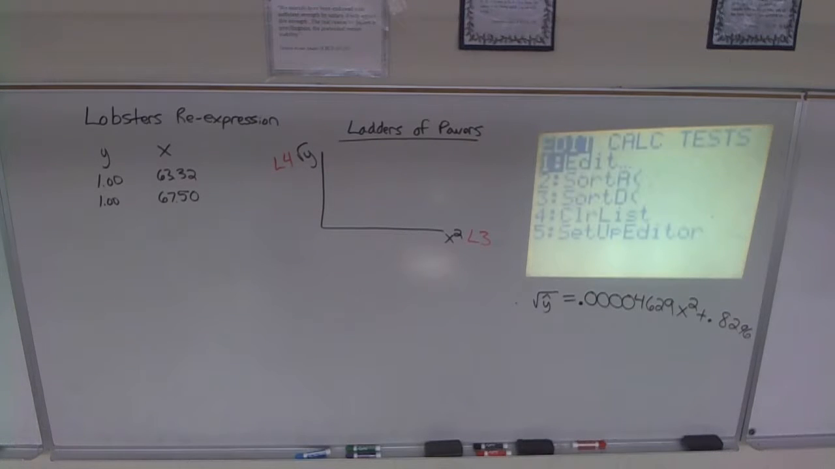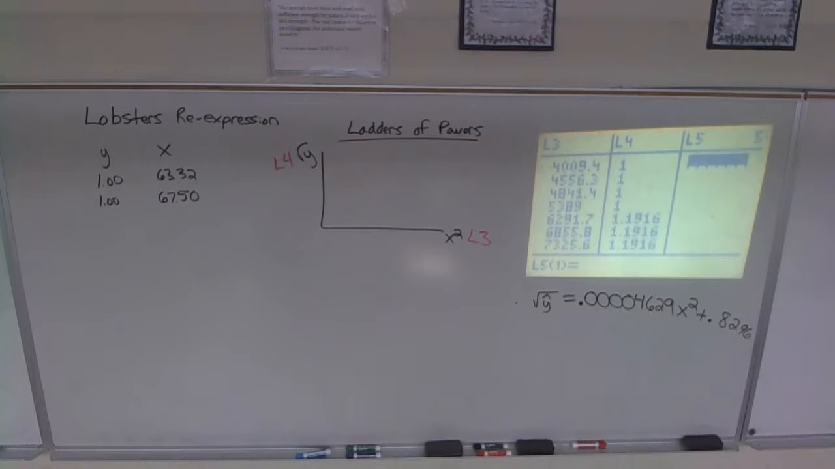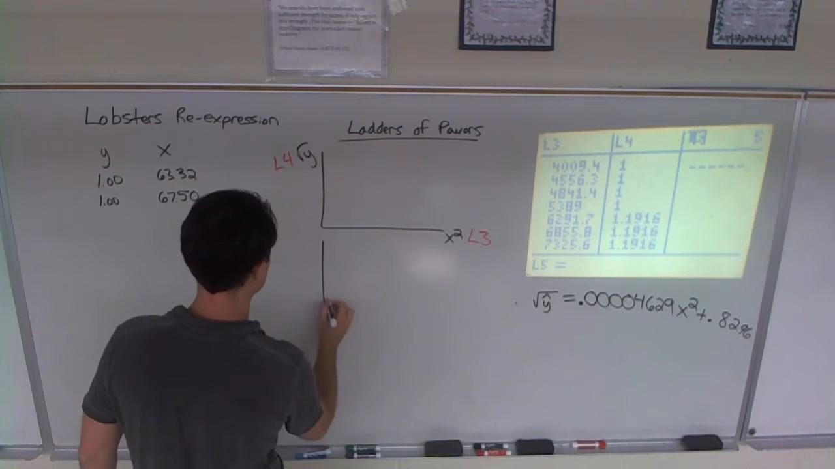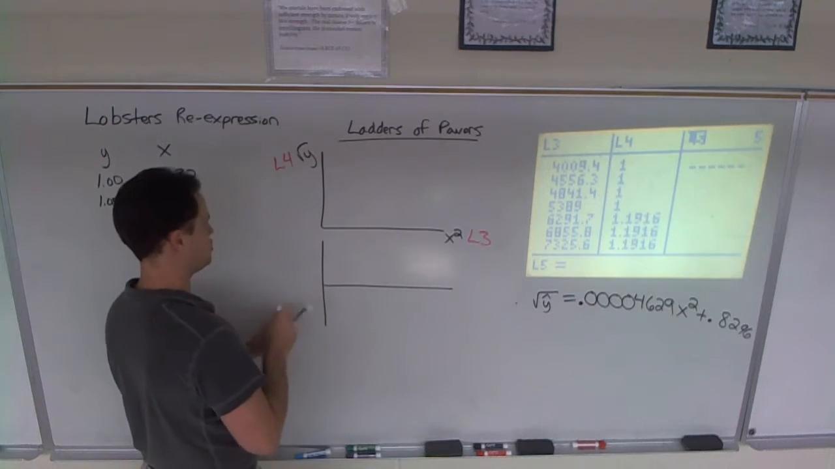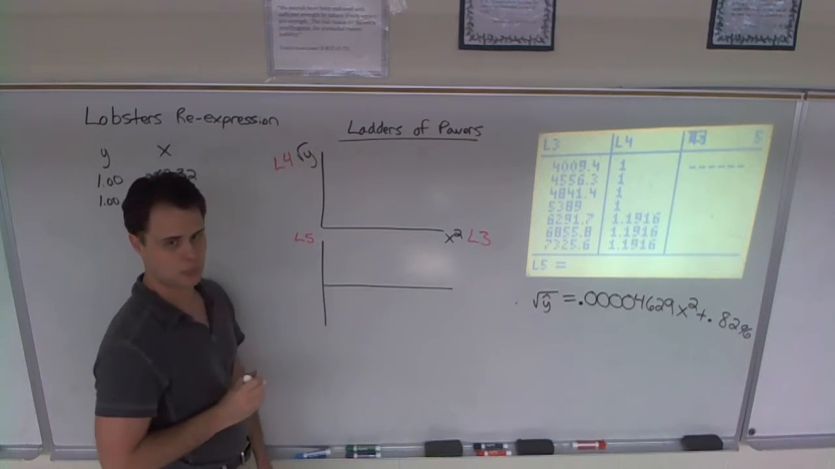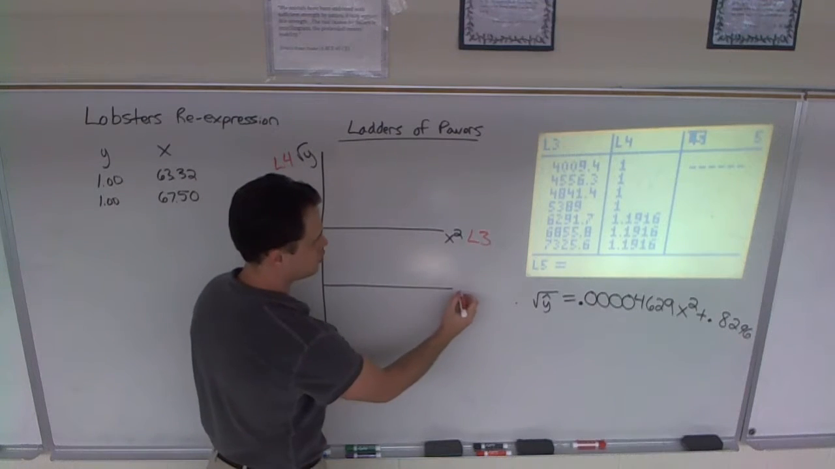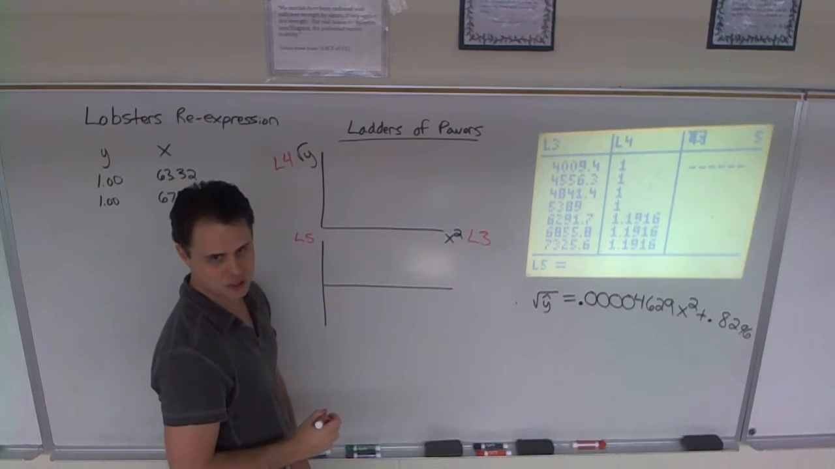Let's create our residuals. We don't want the original residuals, we know they're going to be screwed up. We want the residuals of that. So I'm going to want a residual plot, and we'll put our residuals in list 5. And then let's compare it to list 1 or list 3. What do you guys think?